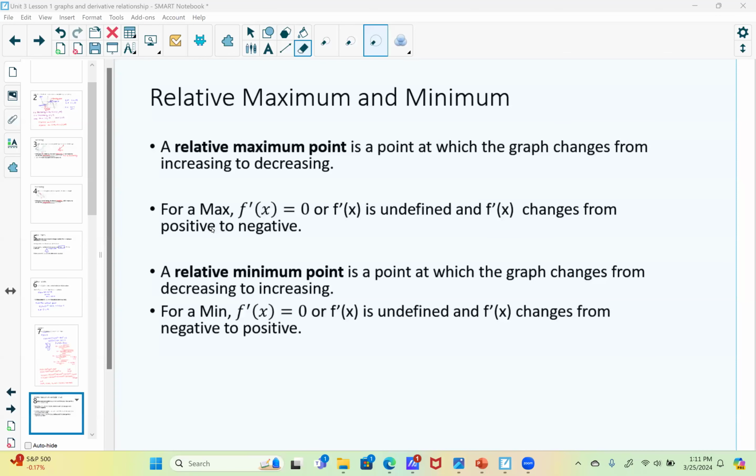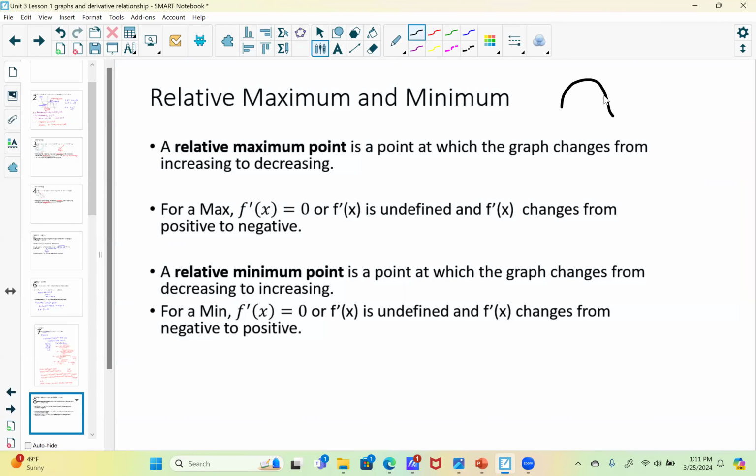In this video, we're going to look at the relationship between maxes and mins and the derivative. So anytime we have a relative maximum point, it's the point where the graph changes from increasing to decreasing. So my curve is going up and then it goes down, and at the point where it changes is the max.